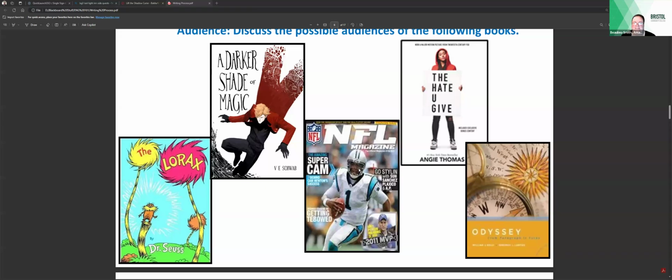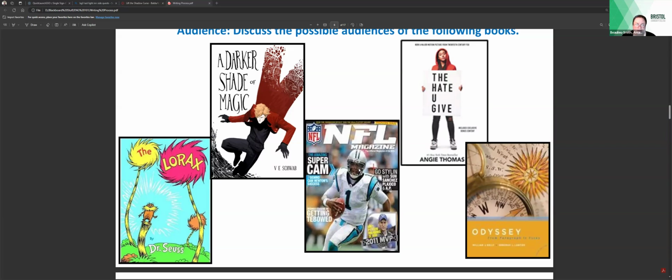So The Lorax is a children's book by Dr. Seuss. Chances are the audience for this particular book is children. However, this doesn't mean that only children have to read it. Adults can certainly pick up this book as well. But really the goal or the primary audience that Dr. Seuss was aiming for in The Lorax was children.